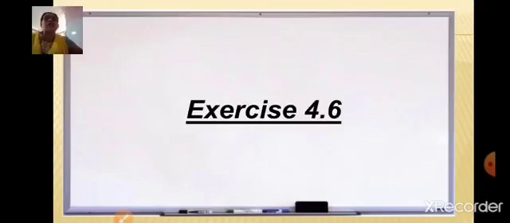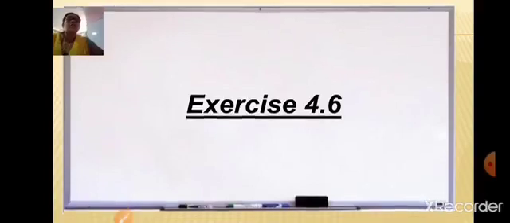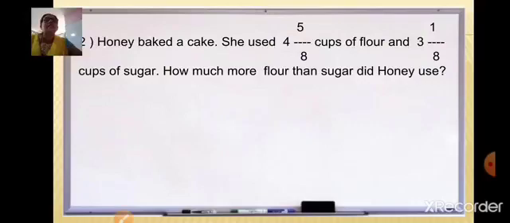Exercise 4.6. Okay, which you have to do in your notebook. Now from exercise 4.6, let us take the second sum first. Here, Honey baked a cake. She used 4 whole 5/8 cups of flour and 3 whole 1/8 cups of sugar. How much more flour than sugar did Honey use?